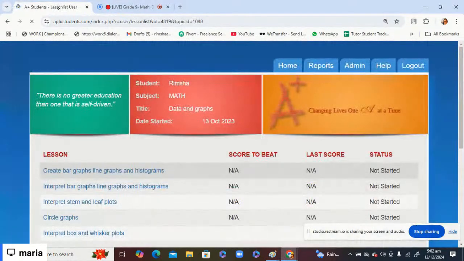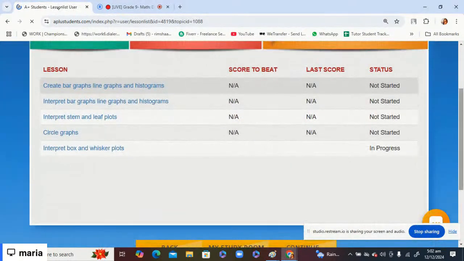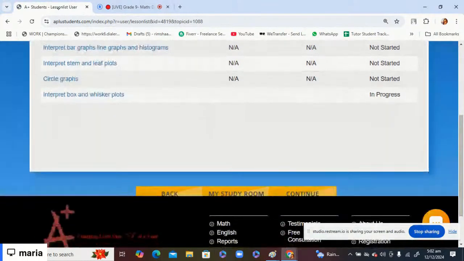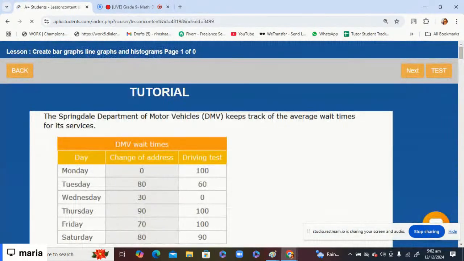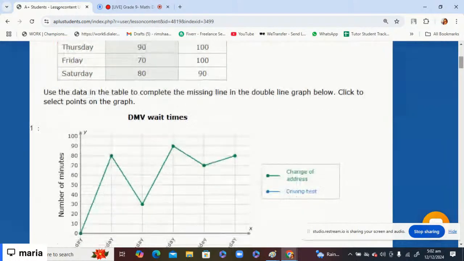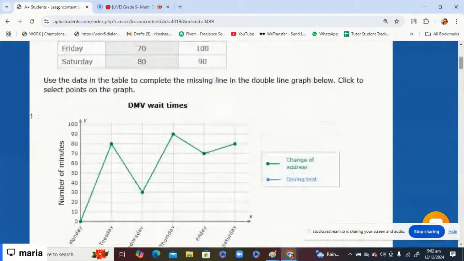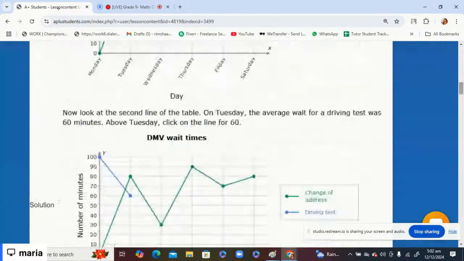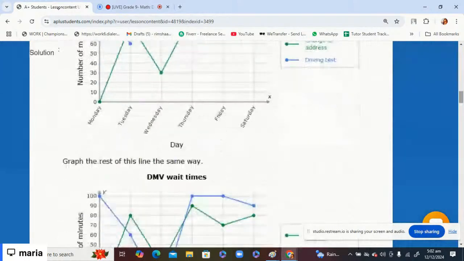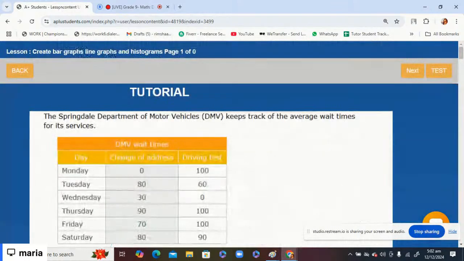Let's continue and start the very first lesson, which is create the bar graphs, line graphs and histogram. So here is the question. The first question is given and here they are basically drawing that graph. First of all, they are saying create the bar graph, line graphs and histogram. So we are going to draw the bar graph.